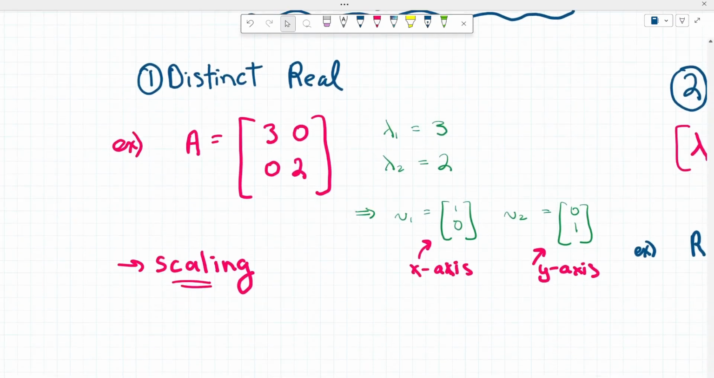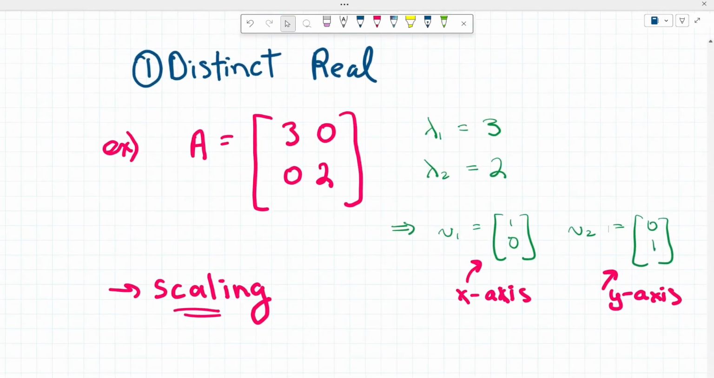Okay, let's look at the first case. What happens if we have distinct eigenvalues? So given this matrix A over here, we see that we have some eigenvalue which equals 3 and our second eigenvalue which equals 2. And these eigenvalues have the following corresponding eigenvectors. Corresponding to eigenvalue 1 is our v1 here, and corresponding to eigenvalue 2 is our v2 over here. In this particular case, our v1 represents the x-axis and v2 represents the y-axis.